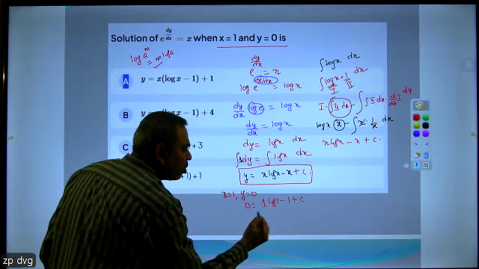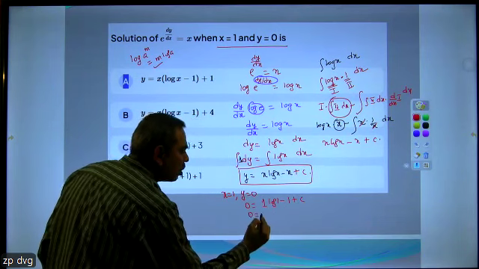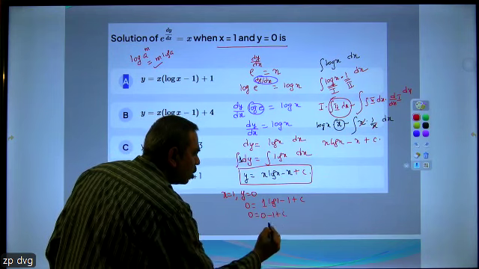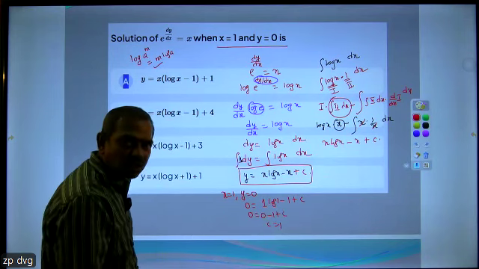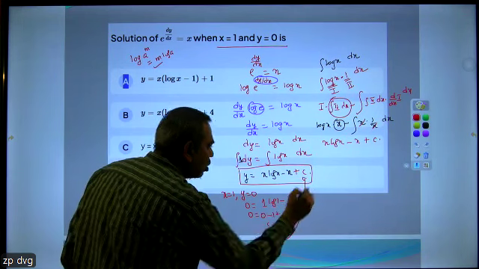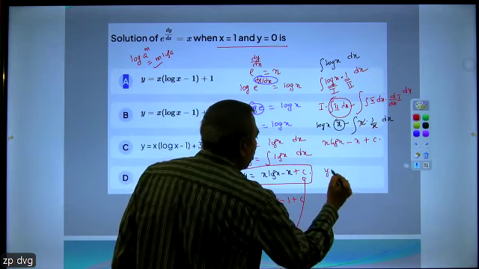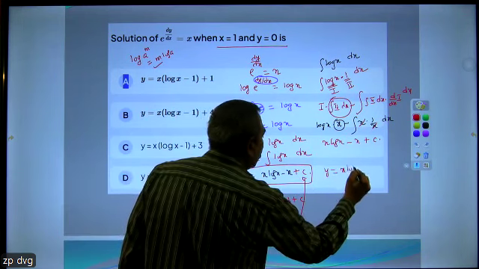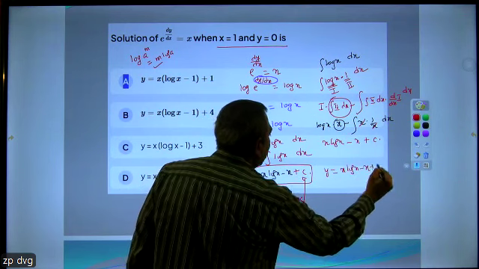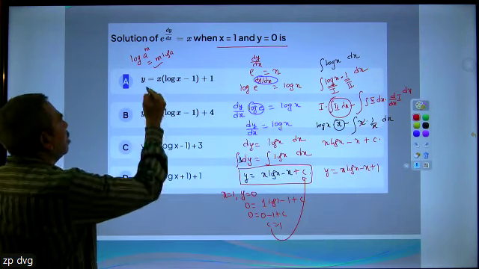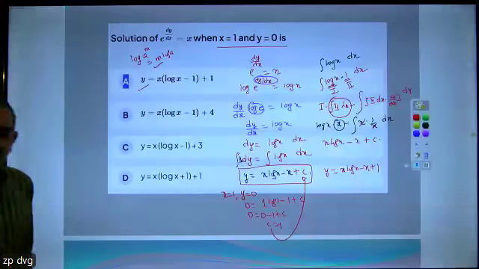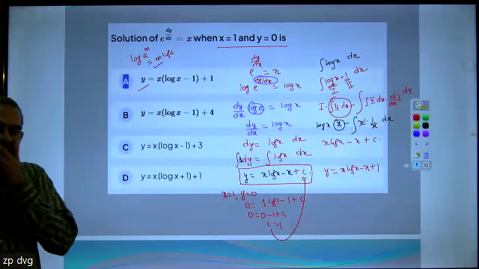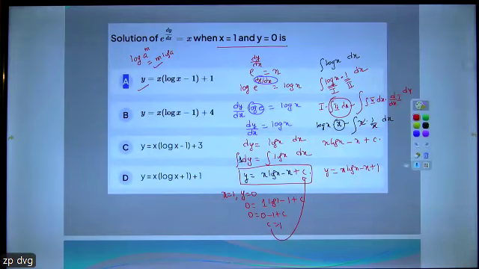What is the log 1 value? It is 0. So it becomes 0 is equal to 0 minus 1 plus c. From this we get c is equal to 1. I got the c value. Substitute this c value here. What do we get now? y is nothing but x into log x minus x plus 1. That's all, that becomes the answer. So the first one, is it clear? This is how you have to do it.